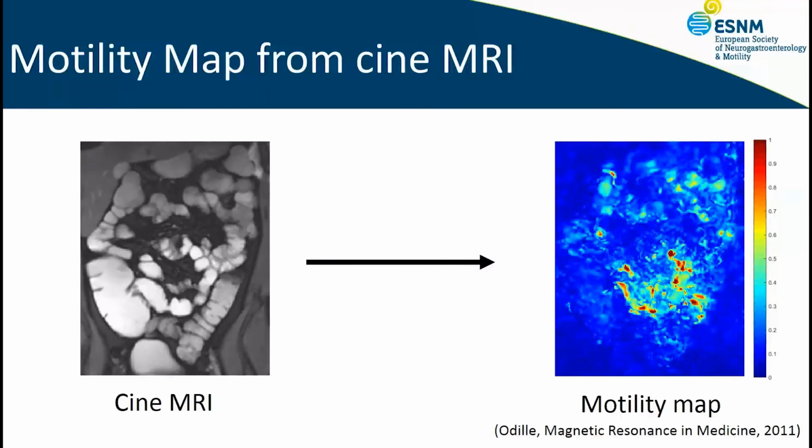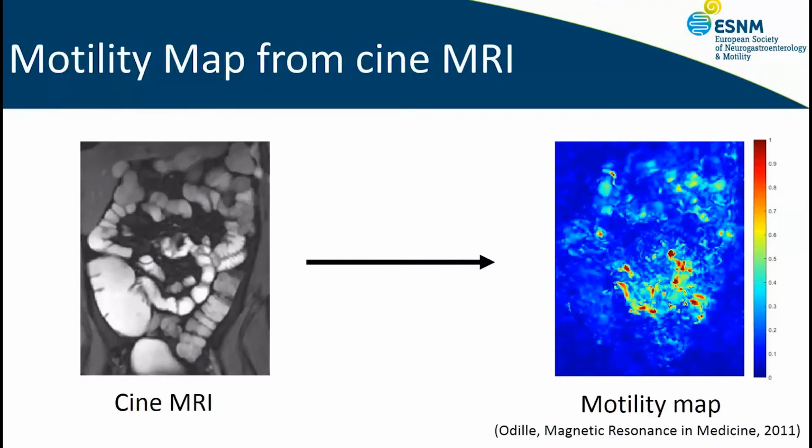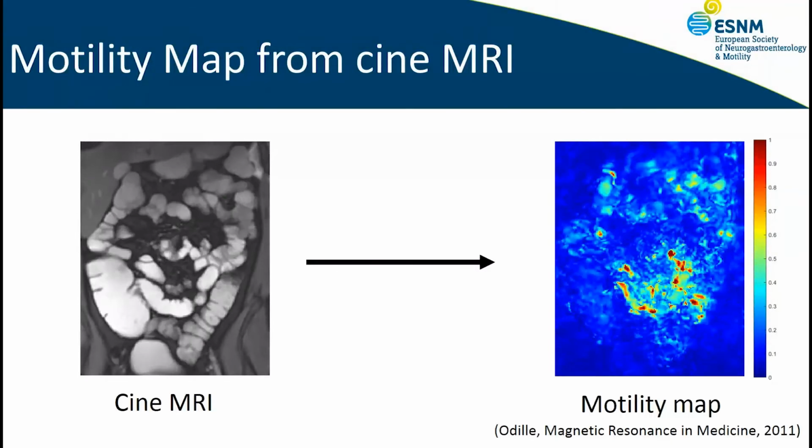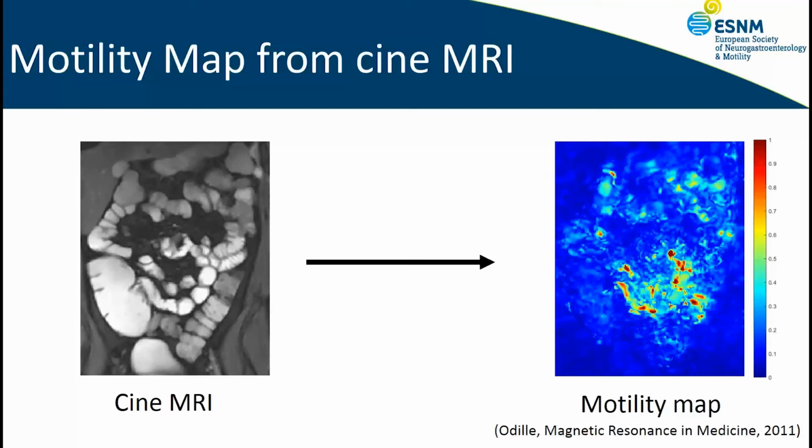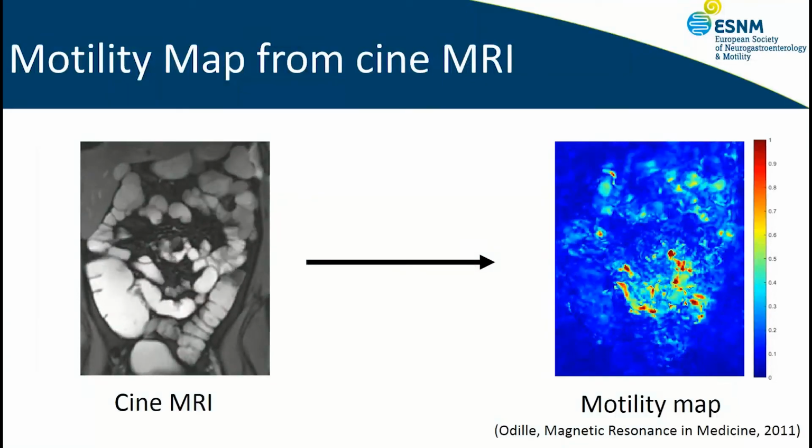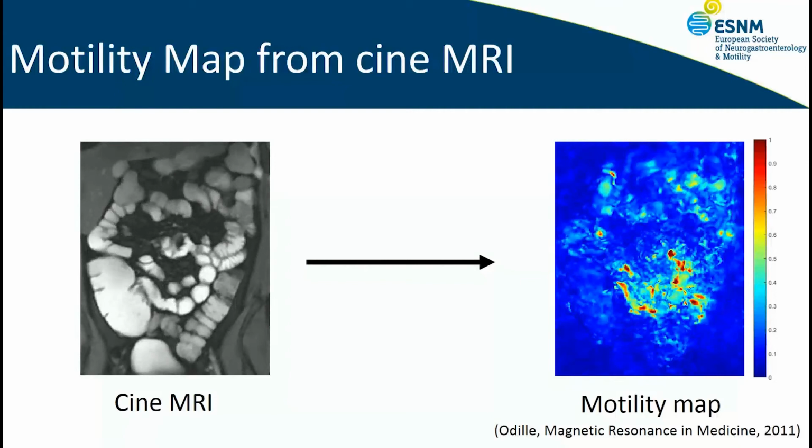Therefore, this Motility Map technique, which is an image registration-based technique, was developed to take the motility seen in the cine MRI image and make a quantitative, objective motility map, where each pixel in the map has a motility score associated, ranging from low motility in blue and high motility in red. So you can see in this image that there's a lot of movement in the middle, and this is represented on the motility map.